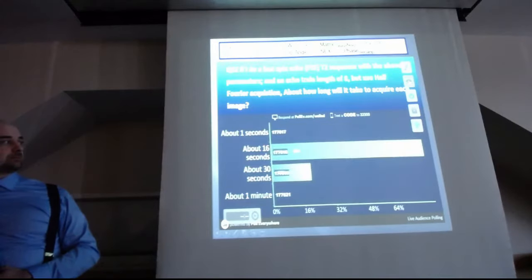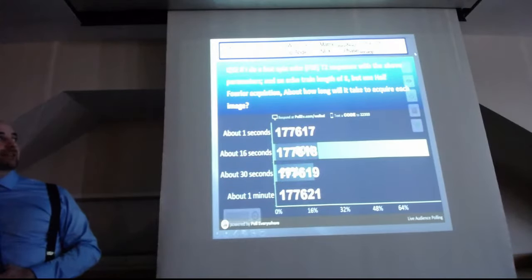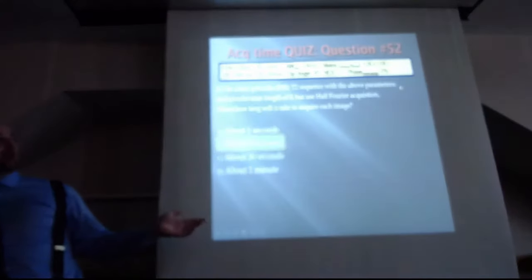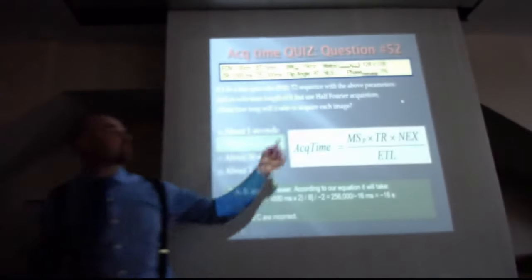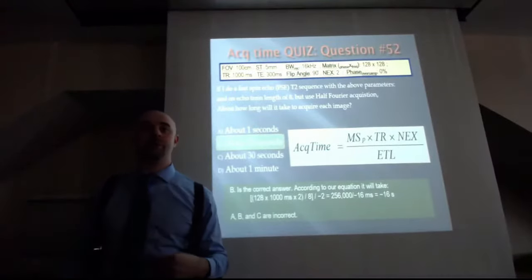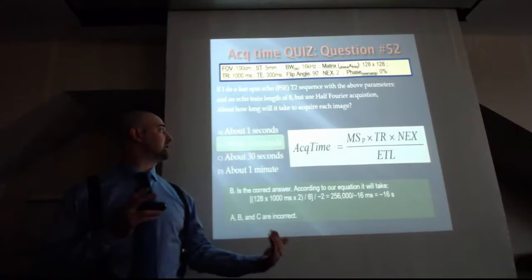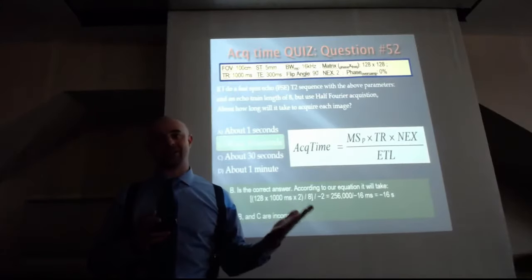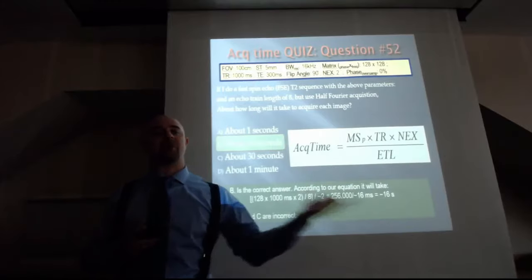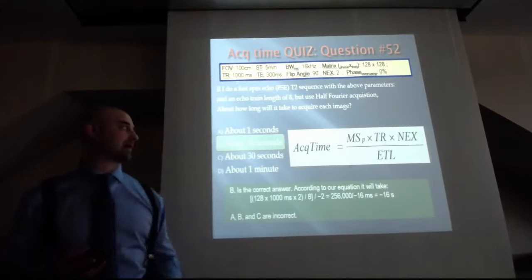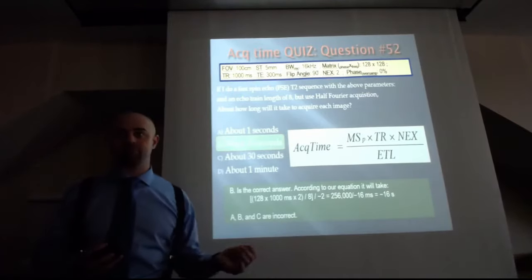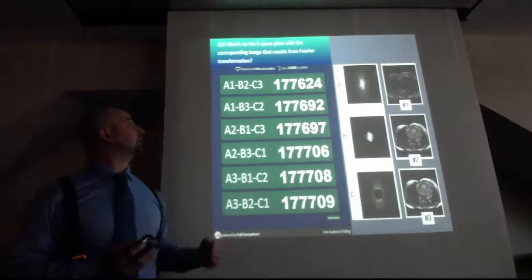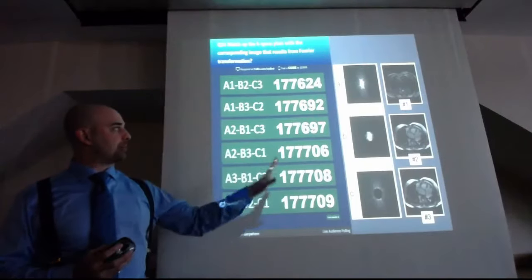Okay, so most people still got it right. It's actually 16 seconds again. Well, last time it was 16 seconds, right? So this time the NEX increased to 2. So we doubled the imaging time to about 30 seconds by having a NEX of 2. But then by doing half Fourier acquisition, we knocked it back down to about 16. Cool? Good.